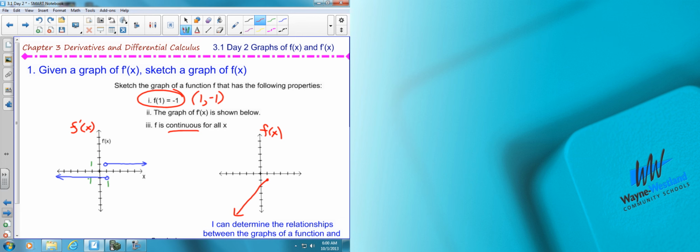On the right-hand side, or the positive side of x equals 1, the slope is equal to 1. So we are going to draw a line with slope of 1, and it is a constant slope. So every point on the left-hand side of 1 has a -1 slope. Every point on the right hand has a +1 slope.